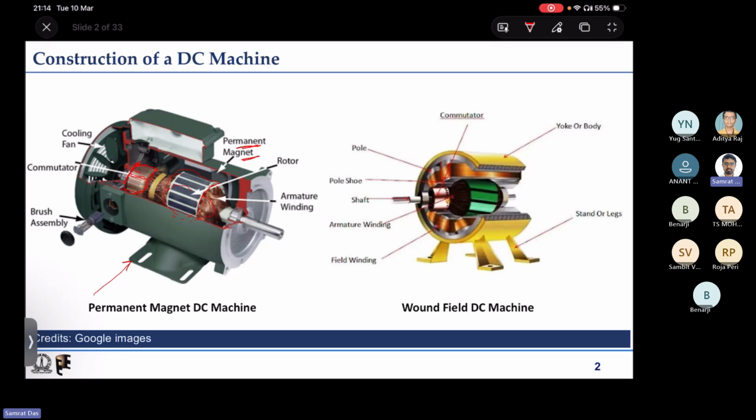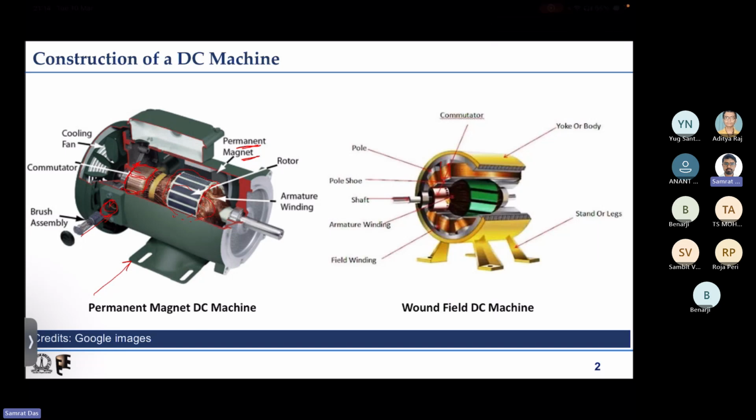Probably we'll go ahead and look at the winding, say lap winding or wave winding, any one case of armature winding of a DC machine. That will give us an understanding of the role of the commutator and brush. This is the brush. Probably from this side the brush gets inserted, and touches the commutator segments. So this is the construction of a DC machine.